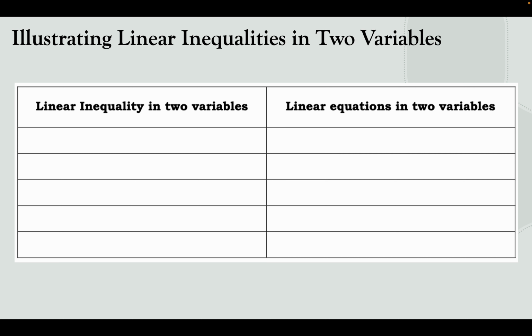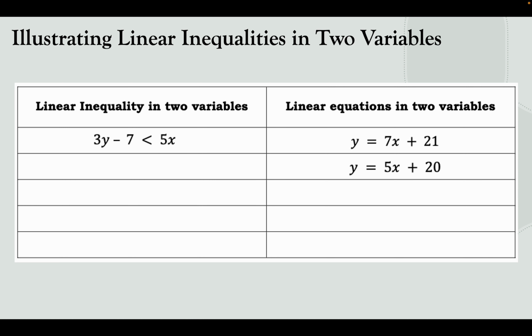Our first mathematical statement is y equals 7x plus 21. Since it is an equal sign, it falls under linear equation in two variables. Next, we have 3y minus 7 less than 5x. Remember, when we talk about inequality, the symbol must be greater than, less than, greater than or equal to, less than or equal to, or not equal to. So it falls under linear inequality in two variables. Next, we have y equals 5x plus 20, so it is under linear equation in two variables.